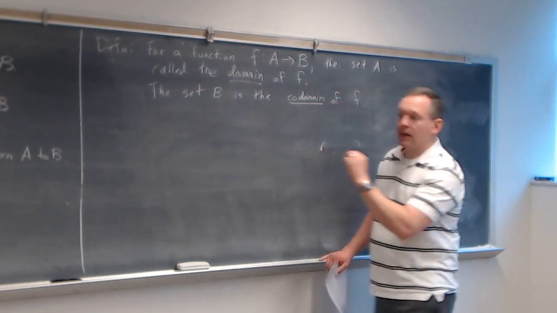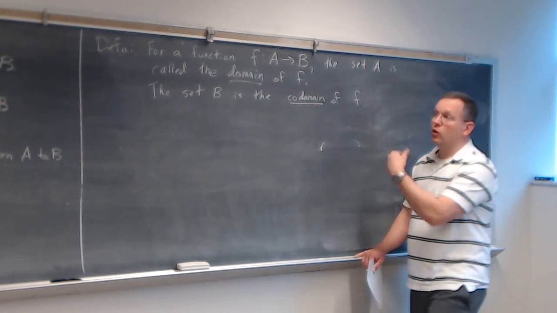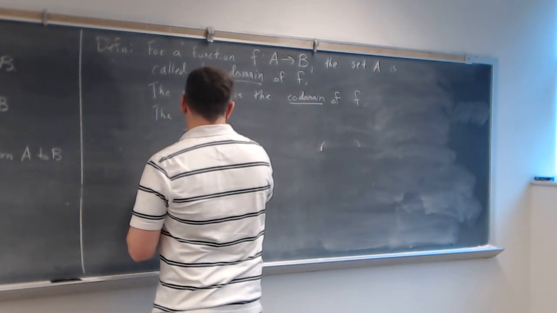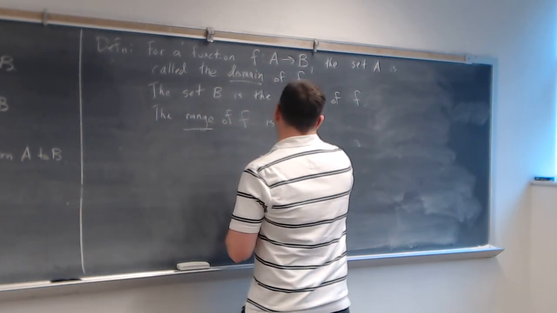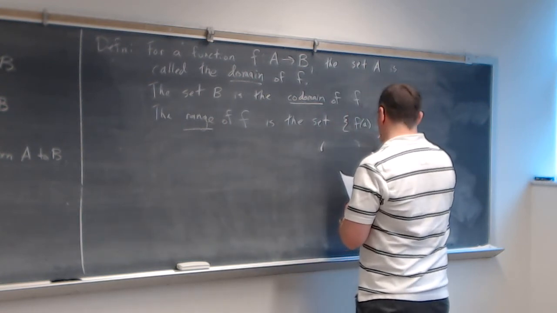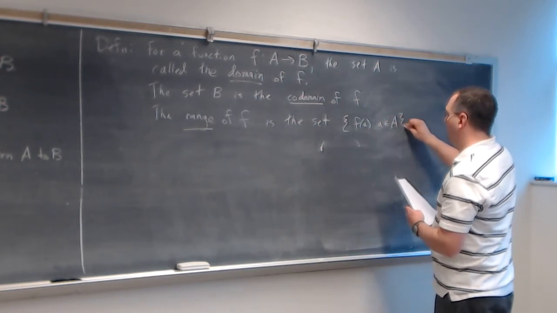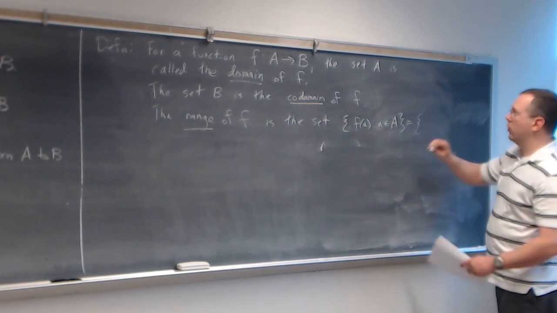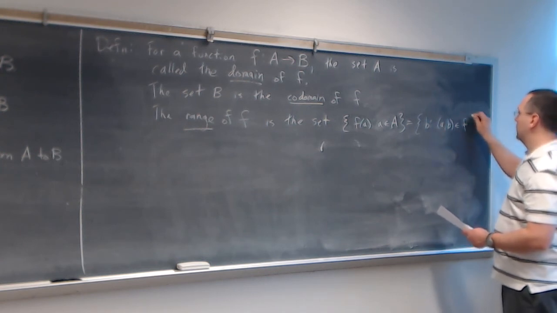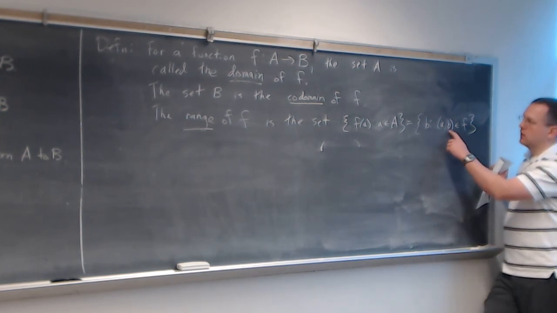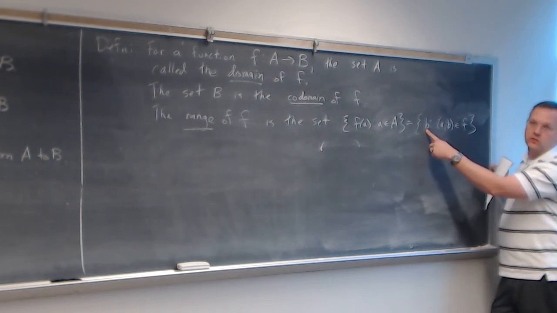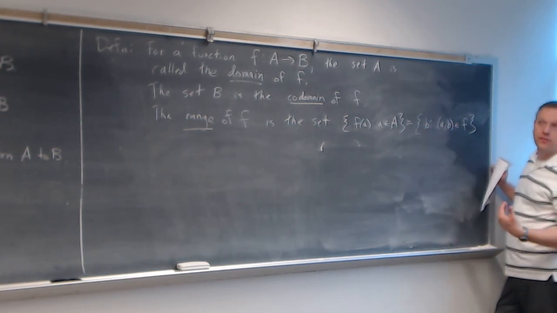Okay? Now, all the second coordinates that you actually see in your function, those make up the range. Okay, so the range of f is the set f(a) such that a is in capital A. In other words, this is the set of all second coordinates. So it's all the points b such that (a, b) is in your function. That's probably the way to think of range. It's all the second coordinates of these points. So take all the points in your function and look at the set of all the second coordinates. That makes up the range of a function.